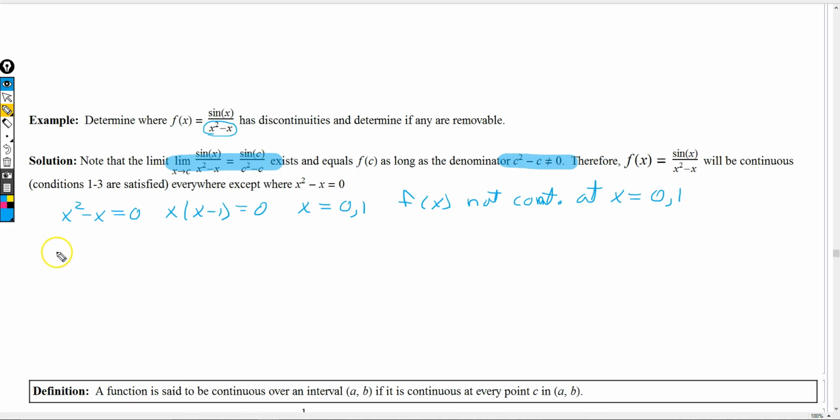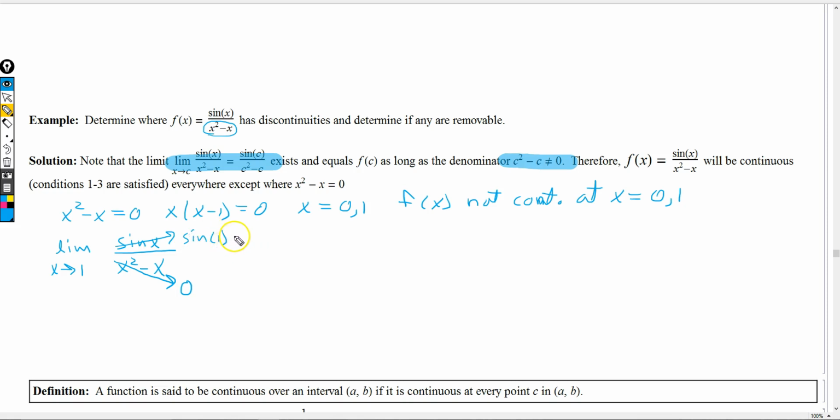So if I look at the limit as x approaches 1 of sine x divided by x squared minus x, we notice that as x approaches 1, the denominator is approaching 0, and as x is approaching 1, the numerator is approaching the sine of 1.